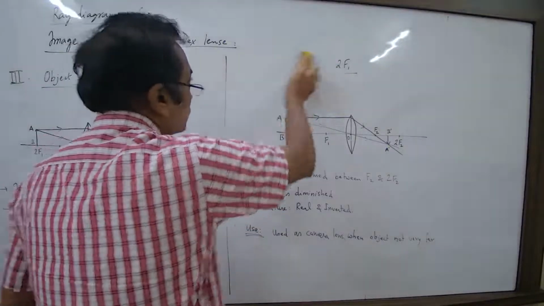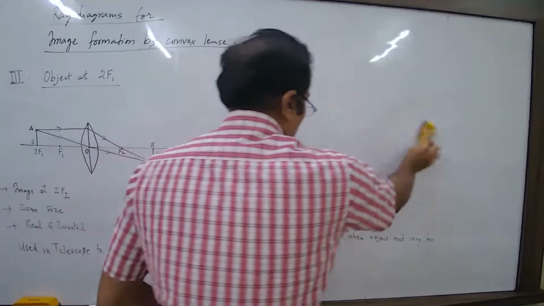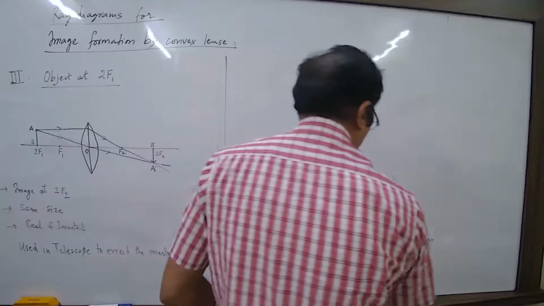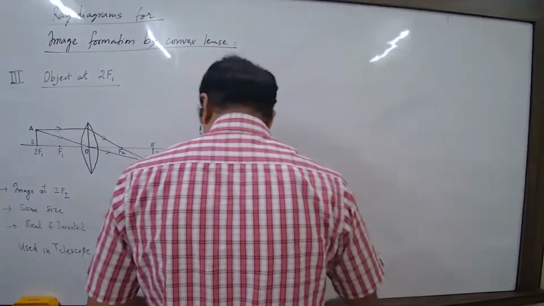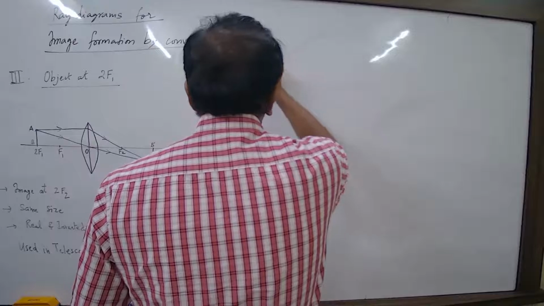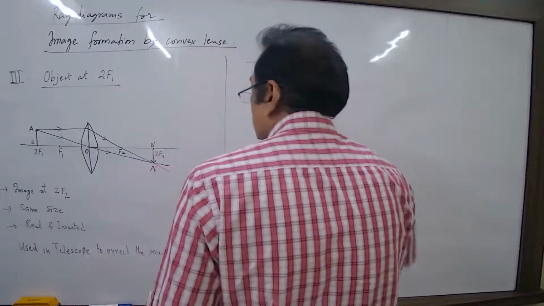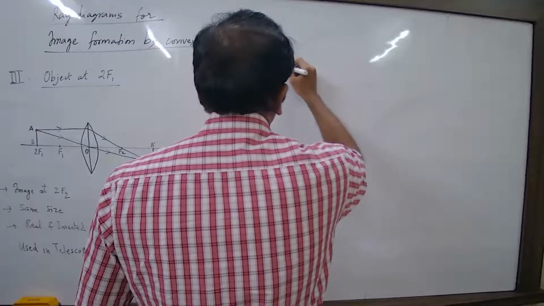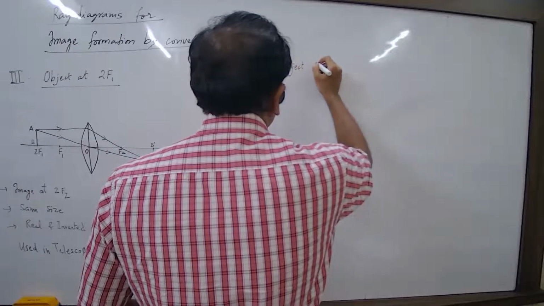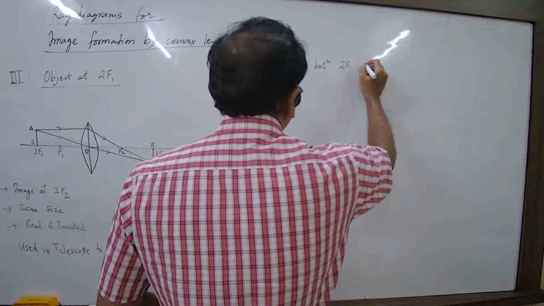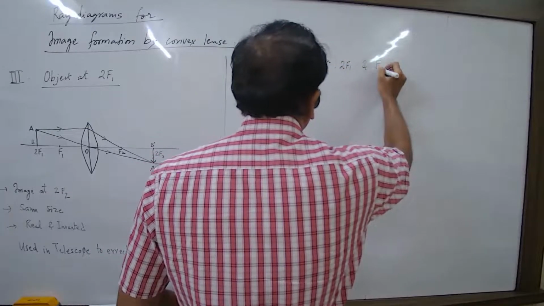Fourth now. What is fourth? What is the object position now? Between 2F and F1. Yes. So object between 2F1 and F1.